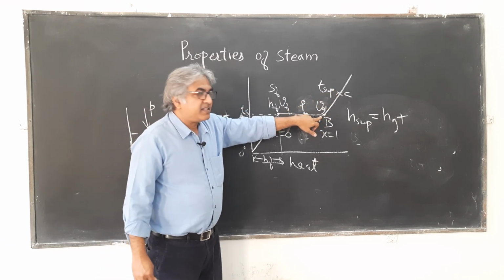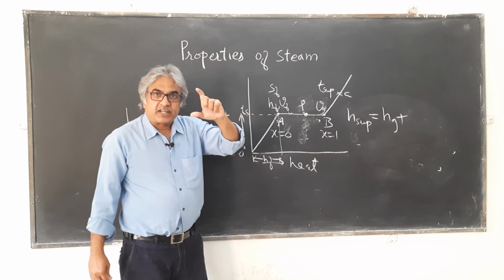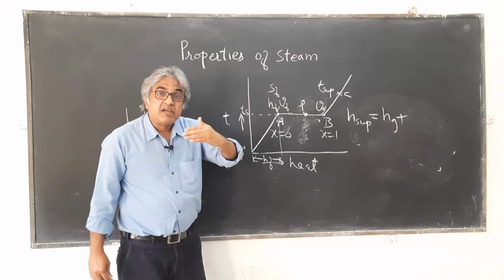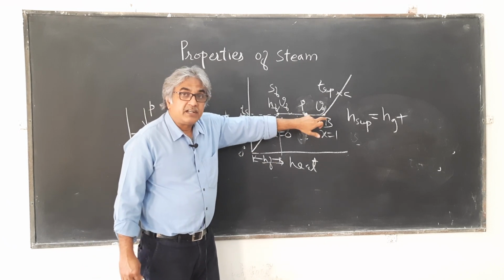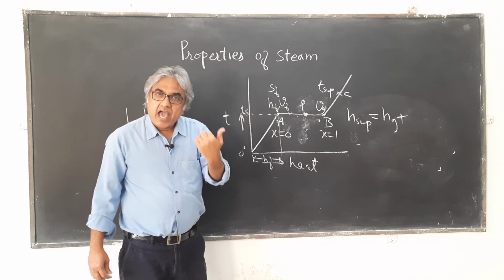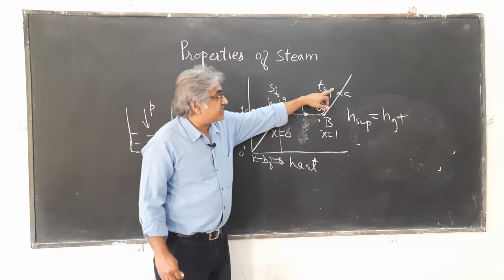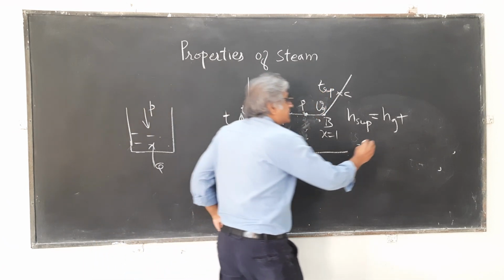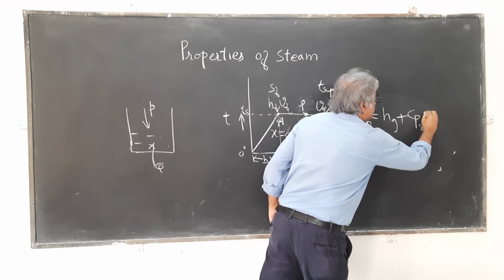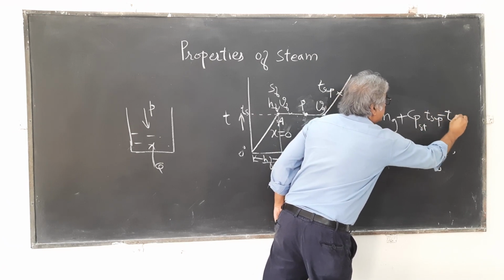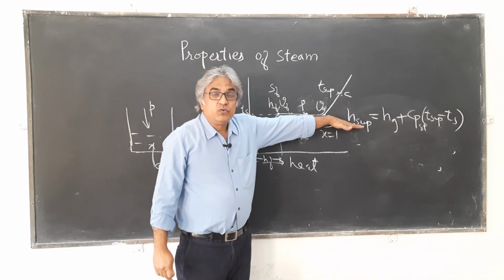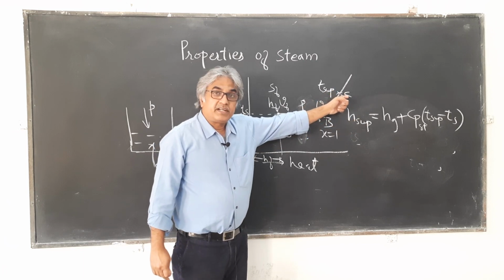So T superheated minus Ts is the difference in temperature. It is also called the degree of superheat: how many degrees you have heated steam beyond its dry saturated condition. So how much heat is added? Again m Cp delta T, where m is 1 and Cp is that of superheated steam, which you should remember. So this is Cp steam into delta T, that is T superheated minus Ts. This will give you the enthalpy of superheated steam.